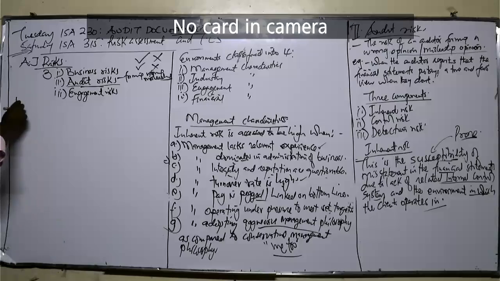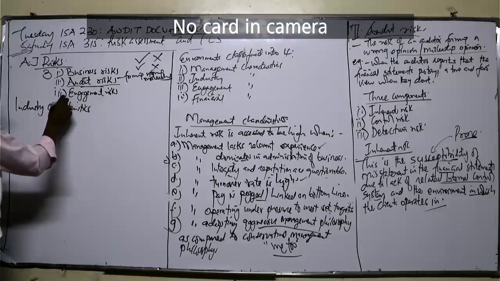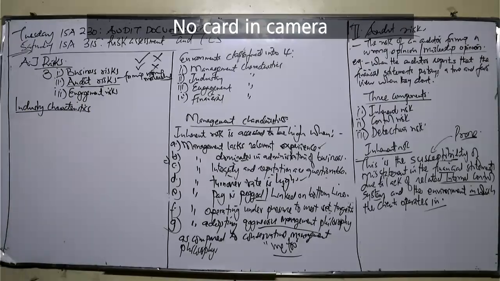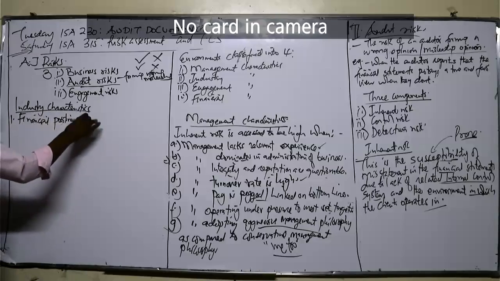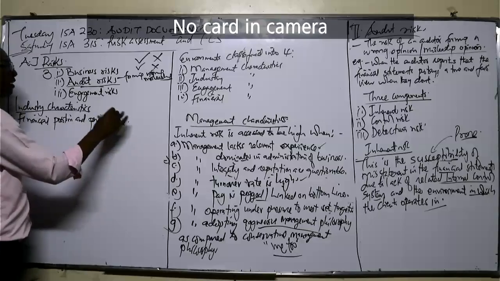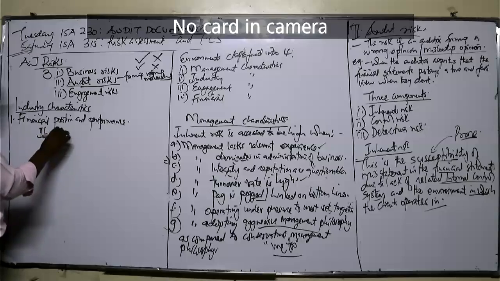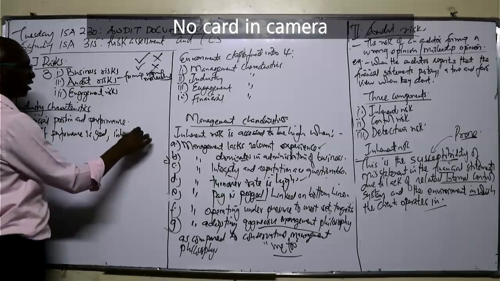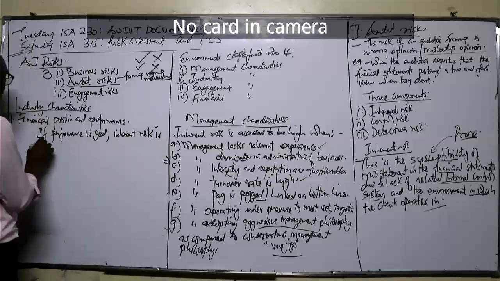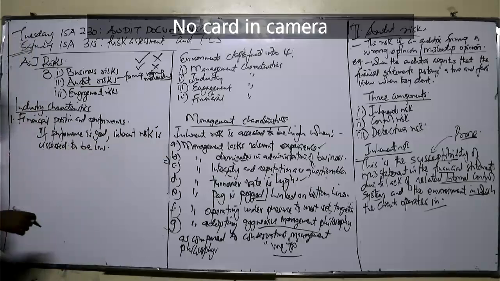All right, that's management characteristics. Then we can look at industry characteristics. So number one, we look at financial position and performance. Here we say, if performance is good, inherent risk is assessed to be low. And the opposite is true.